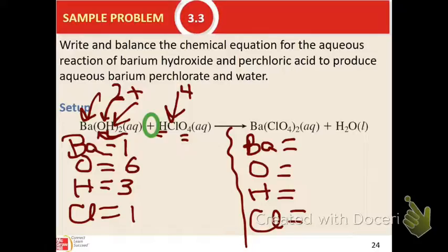So I have how many bariums? 1. How many oxygens? Well, 2 times 4 is 8, plus 1 more over here is 9. For my hydrogens, I only have 2. And then for my chlorines, I have 2 times 1 is 2. Now, I have to make all of these things balance. For now, my bariums are balanced. I have this ClO4 over here. That is a polyatomic, and I have 2 of these ClO4s over here.